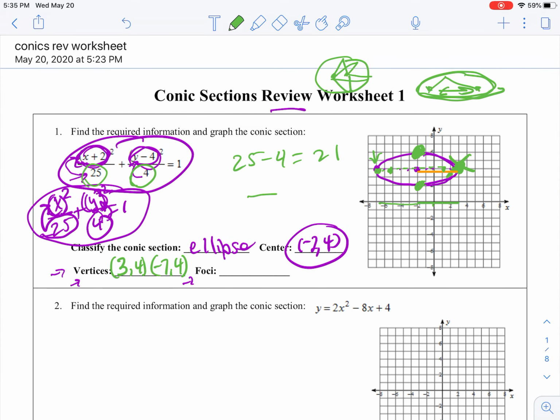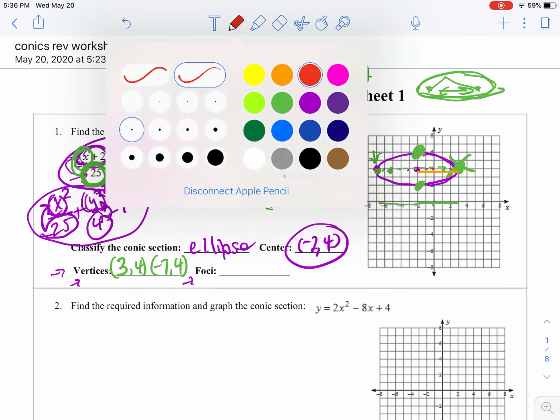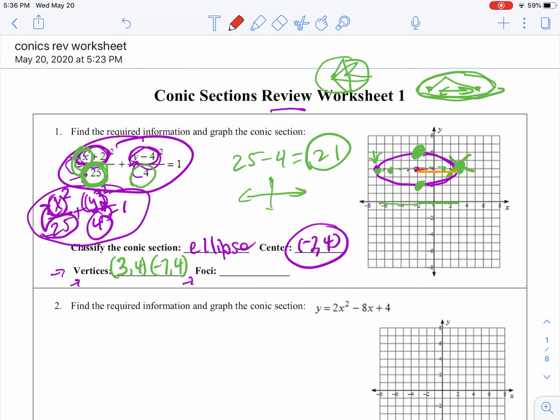Alright, so which way do I count? Do I count across or up and down? Follow your variable. Wherever the biggest number is, it's under X. So I go across the square root of 21. After I subtract, I square root that number. And I'm going to go across 4.6-ish. So I'm going to go across about 4.6 for my foci.